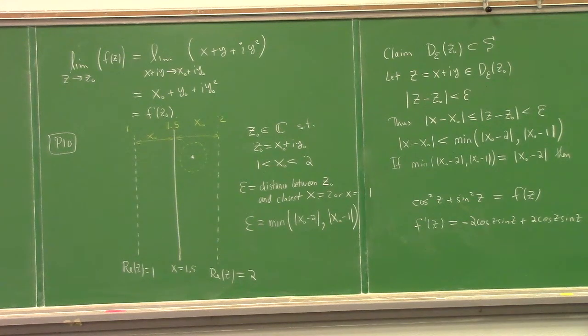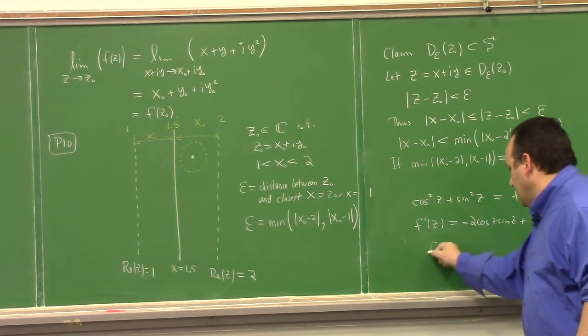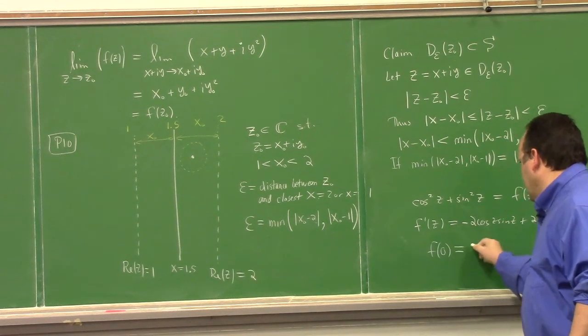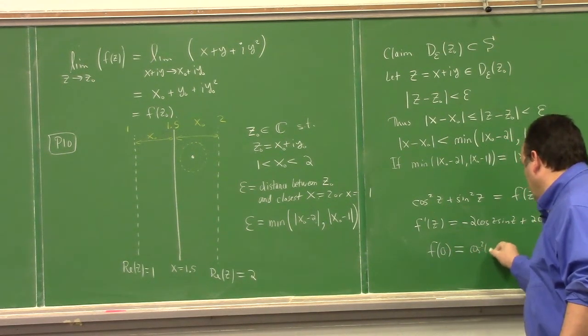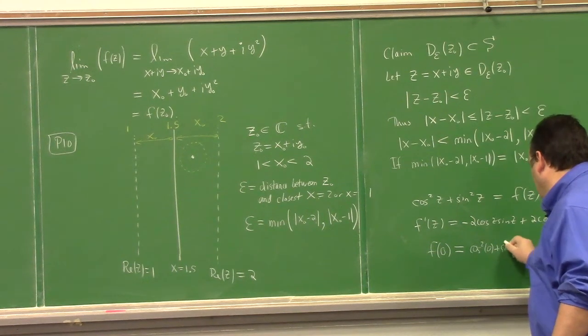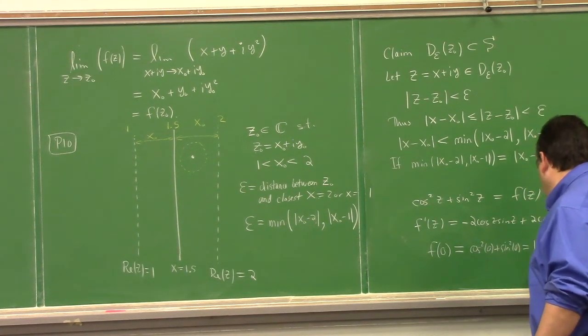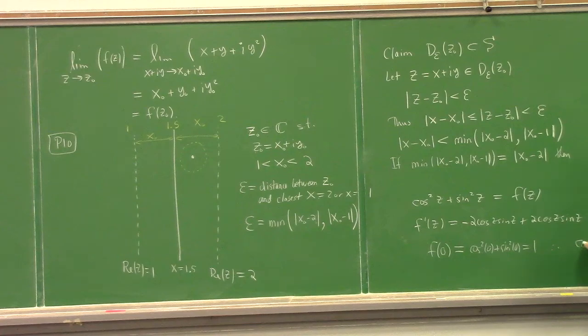The complex numbers, by the way, are connected. We had a theorem: if the derivative of a holomorphic function is 0 on a connected set, it means the function is constant on the connected set. So f of 0 is what? Cosine squared of 0 plus sine squared of 0, which is 1. Therefore, cosine squared z plus sine squared z is equal to 1 on C. So don't make that problem harder than it needs to be.